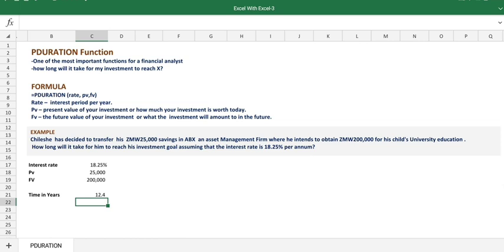So this implies that Shleshi must put in 25,000 kwacha when the child just begins school, just moves from nursery to grade 1, assuming that the child will not skip any grade. So at the time the child is graduating, there will be 200,000 kwacha in his account to be used for university education. So this is how you use the PDuration function.